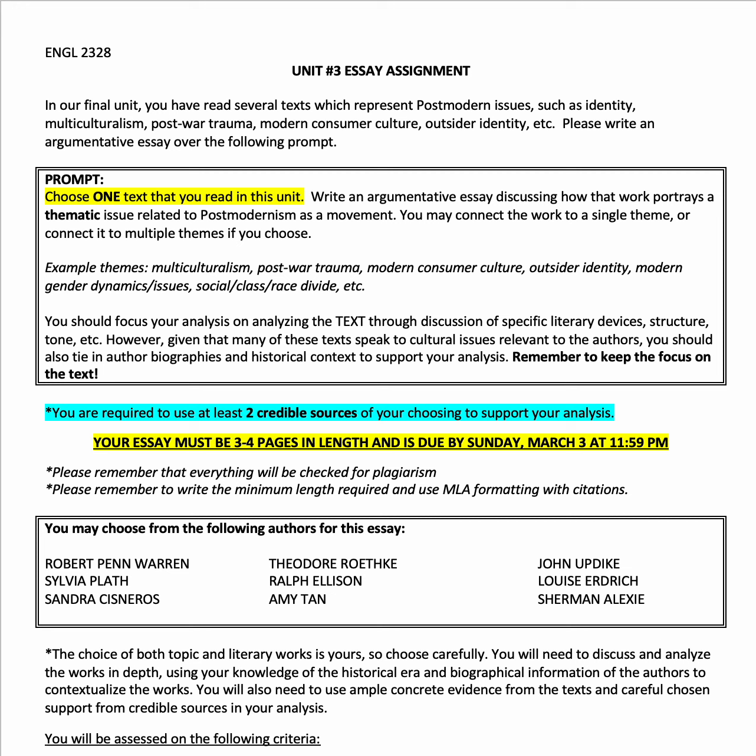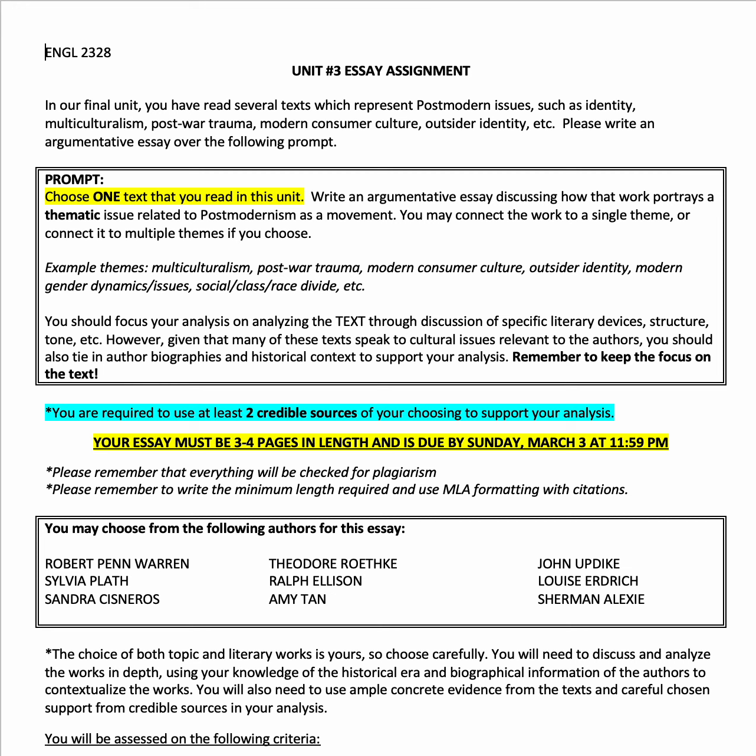What you're going to do is choose one of the texts that you read within this unit and write an argumentative essay looking at how that work portrays a thematic issue related to postmodernism. You can connect the work to a single theme, or you could connect it to multiple themes.